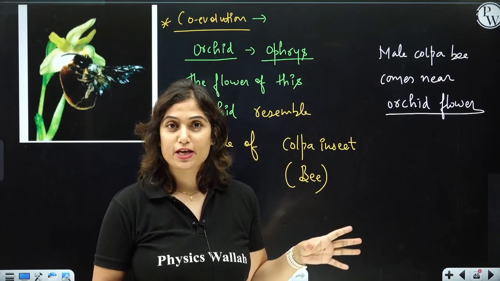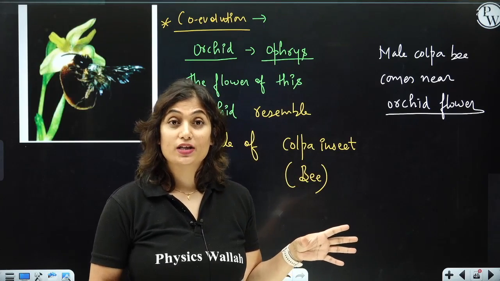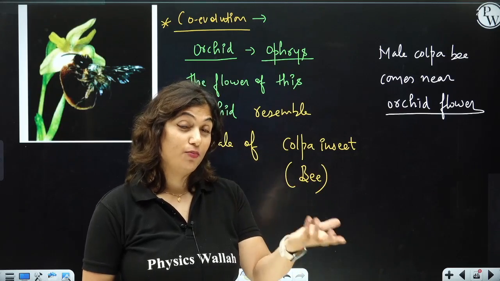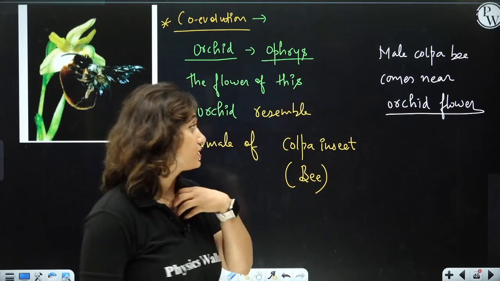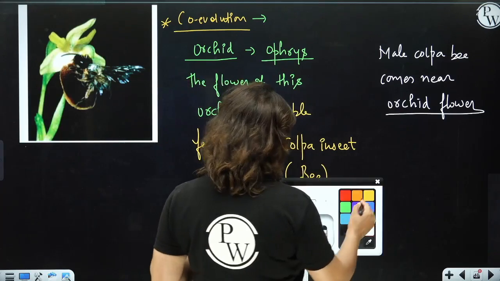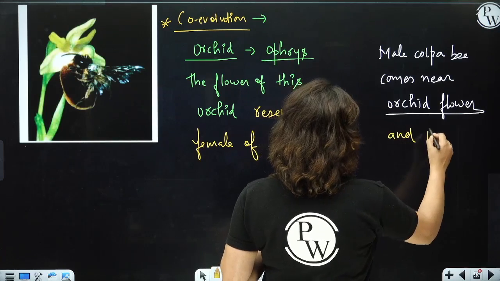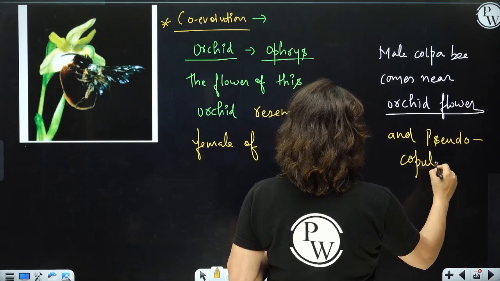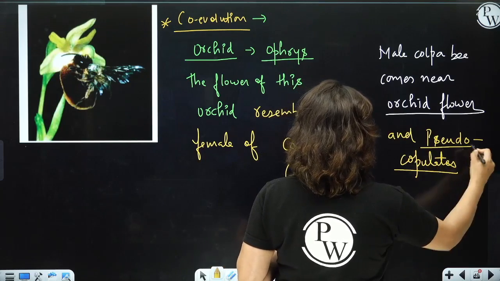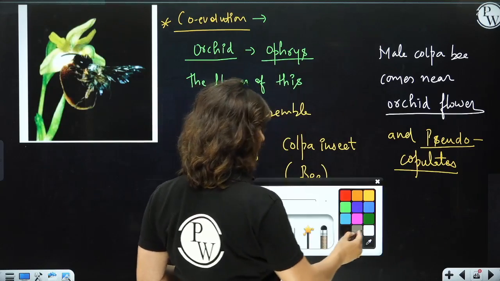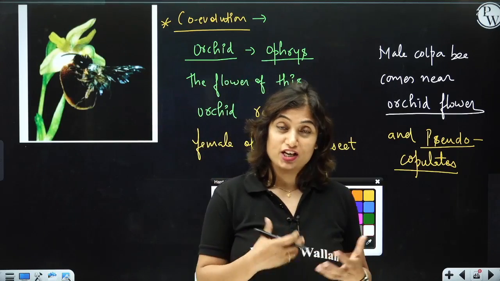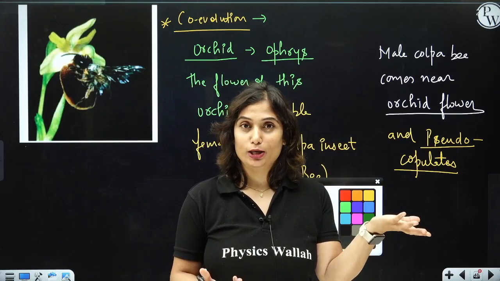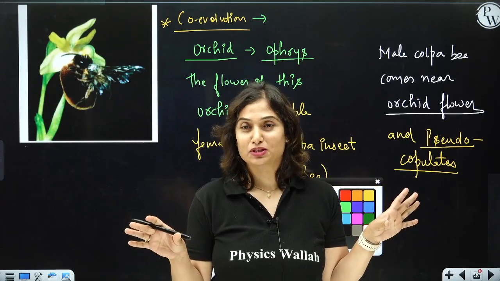So this is the case of sexual deceit or pseudo-copulation, where the male Colpa insect reaches the female flower thinking that the flower is its own female insect. So it comes near the orchid flower and pseudo-copulates with it. So during the course of evolution, the orchid flower has changed itself in a way that it gets the pollination done without the floral reward, right?